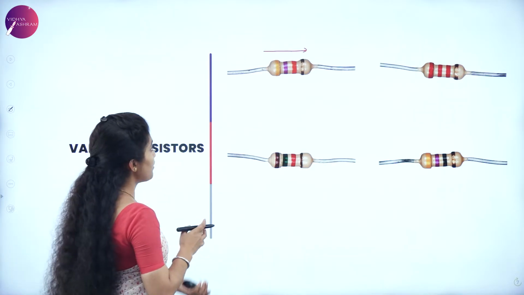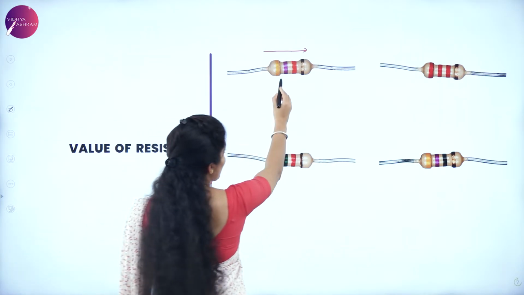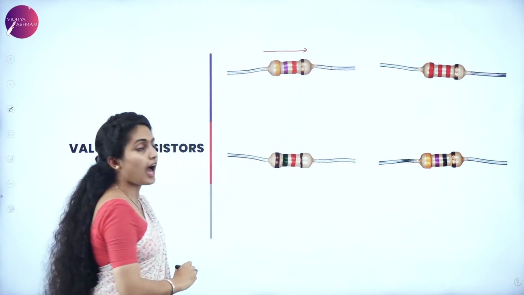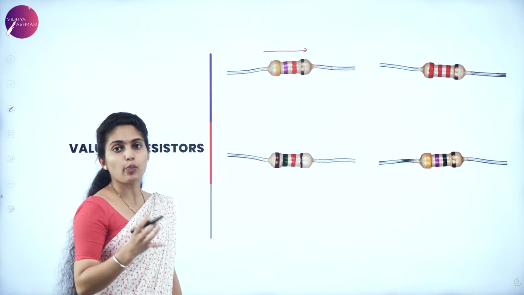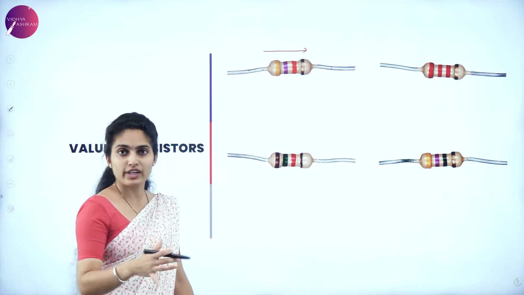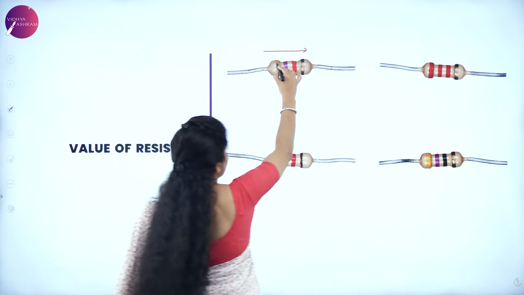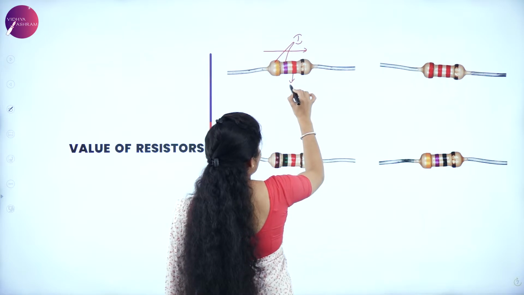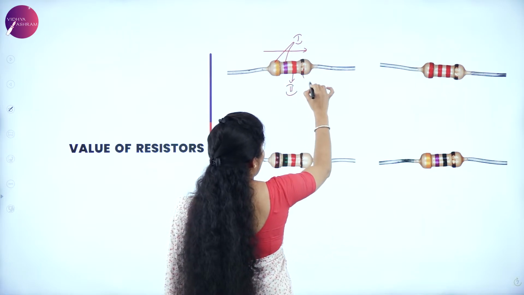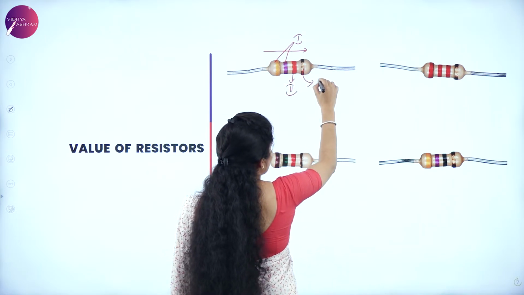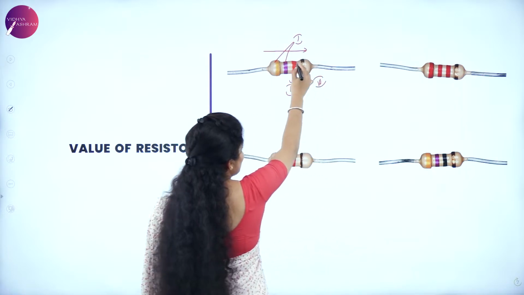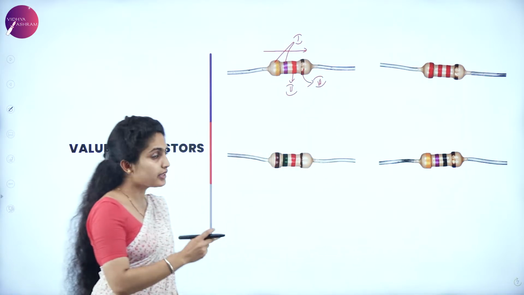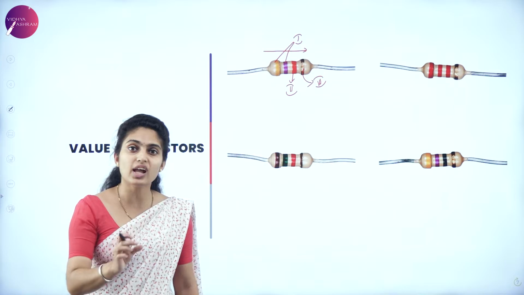So now we have yellow, violet, red and gold. So what is the value of yellow, violet, red? These two are the values from the first column, the third value is from the second column and the last value is from the third column. That is the tolerance. Red will be the multiplier. The rest of the two are from the numbers column.